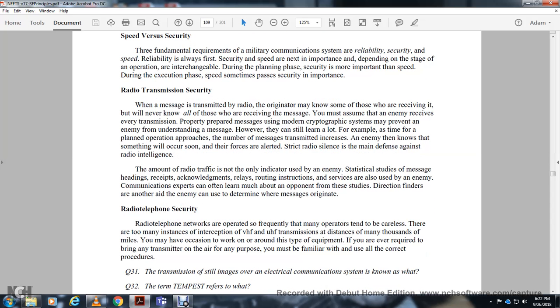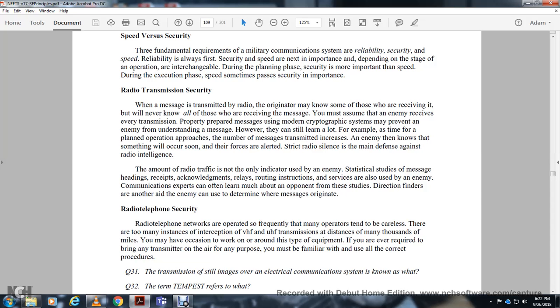Radio transmission security. The originator of a message transmitted by radio may know some of those who are receiving it, but will never know all of them. You must assume that anyone can receive every transmission. A properly prepared message in a modern cryptographic system may prevent others from understanding the message. However, they can still learn a lot.